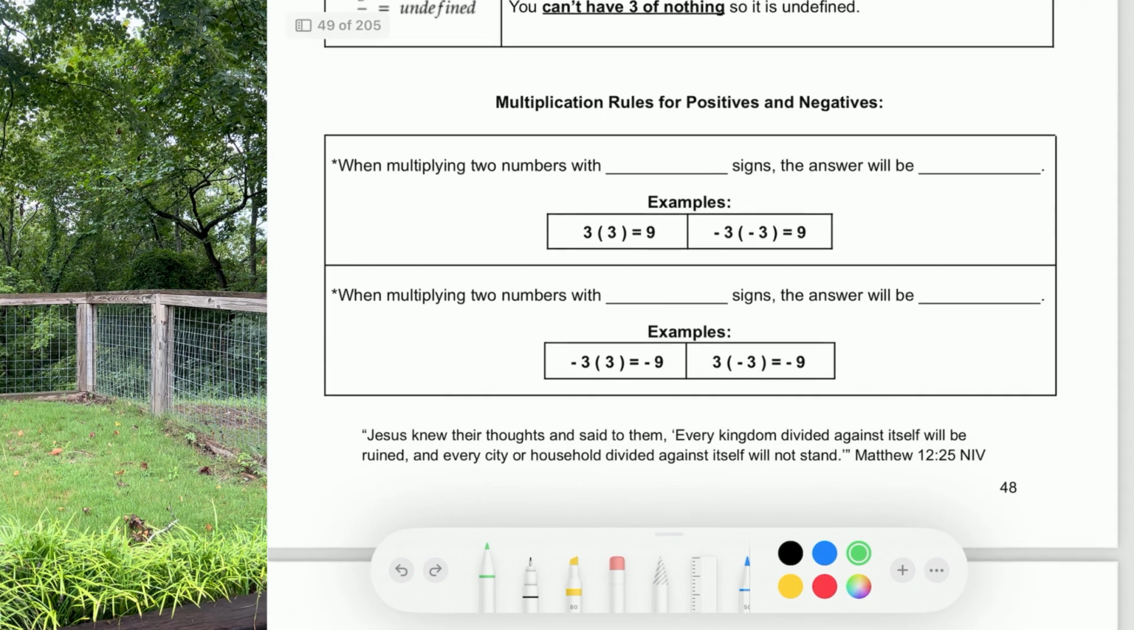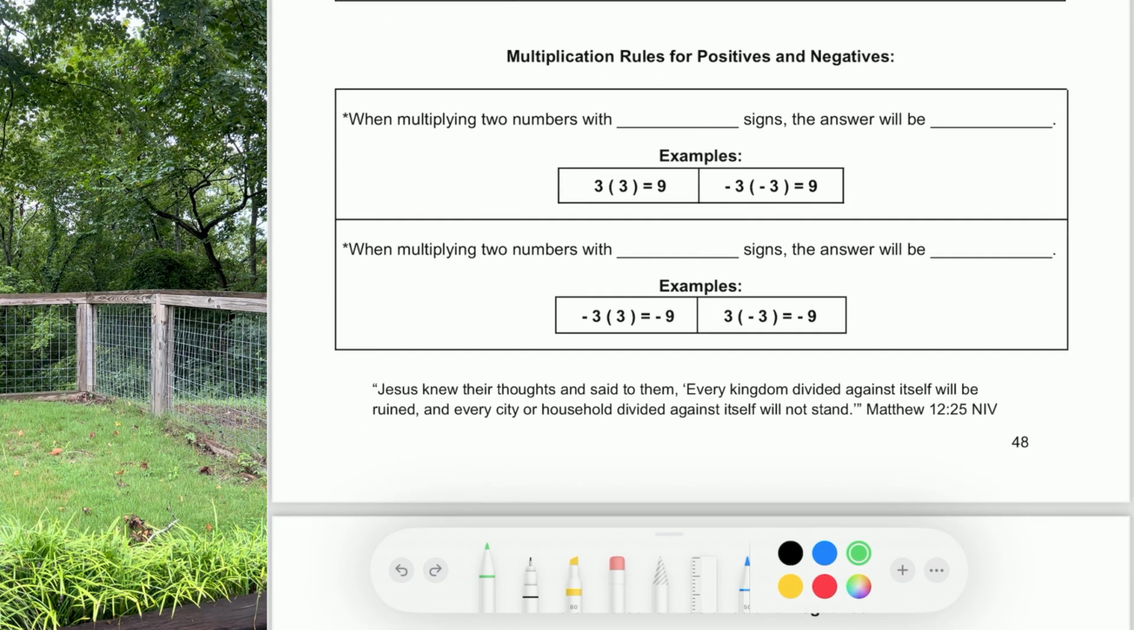Okay, so moving on to our next rule, the multiplication rules for positives and negatives. When multiplying two numbers with the same signs, the answer will be positive. So our examples, a positive 3 times a positive 3 gives us a positive 9. A negative 3 times a negative 3 also gives us a positive 9. So just remember that if the signs are the same and you're multiplying, doesn't matter if they're positive or negative, as long as they're the same, then you're going to get a positive answer.